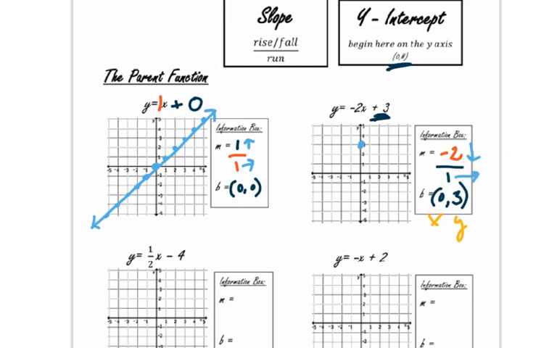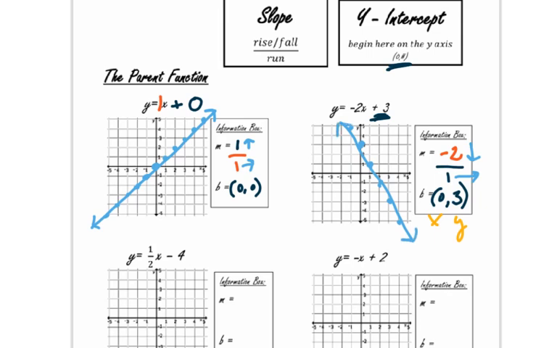From my begin point, I'm going to drop down 2, right 1, down 2, right 1, down 2, over 1, down 2, over 1, down 2, over 1.